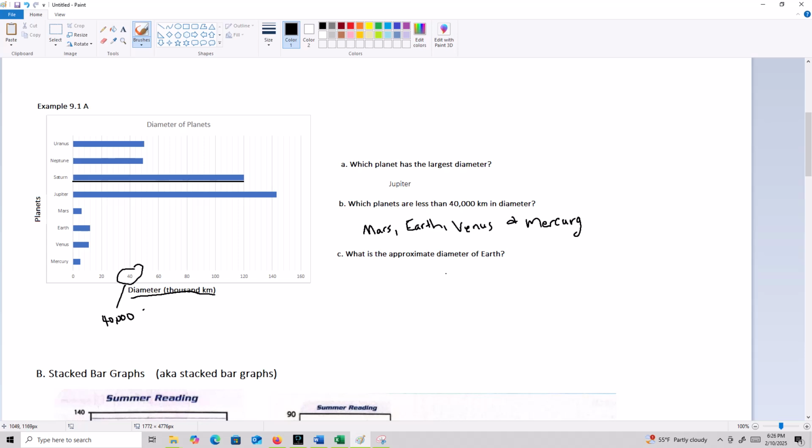And then what is the approximate diameter of the Earth? Well, you have to calculate what the minor grid line is. So we have 1, 2, 3, 4, 5. 20 divided by 5 will get 4. So each of these minor grid lines represents 4,000 kilometers. So 4, 8, 12. The Earth's approximate diameter is 12,000 kilometers.